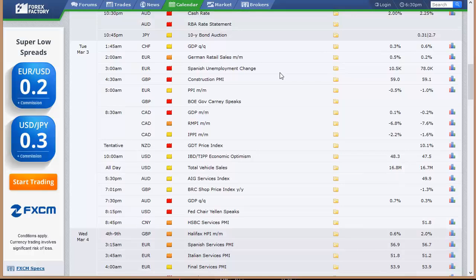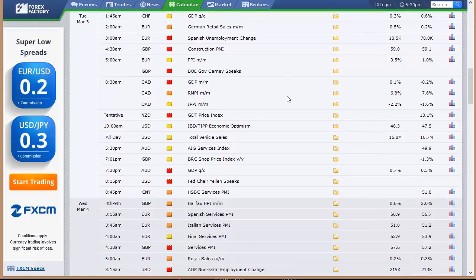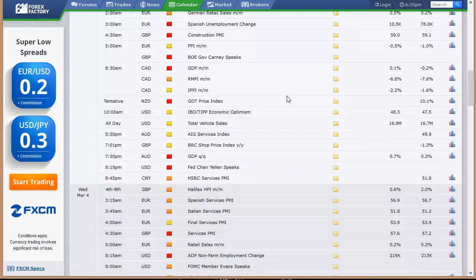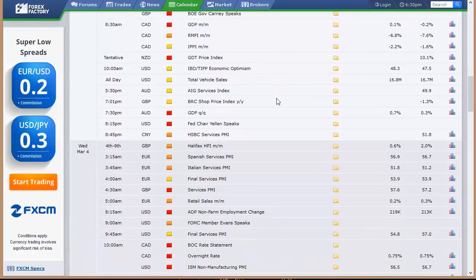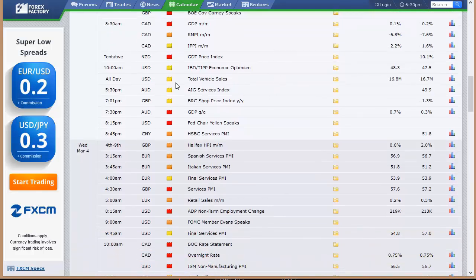Swiss GDP, Europe's German retail sales, Spanish unemployment change, construction PMI, Europe's PPI, Canada's GDP, RMPI, and IPPI. Not even sure what some of those are. New Zealand's GDT price index. We've got the TIPP economic optimism index out of the U.S. and total vehicle sales some point in the afternoon here in the U.S.